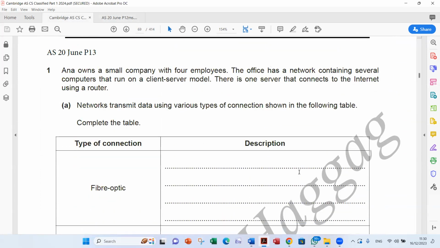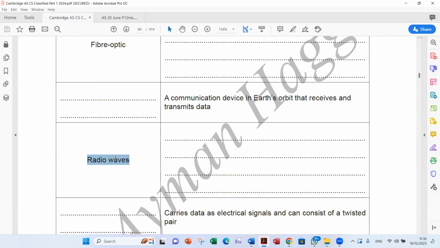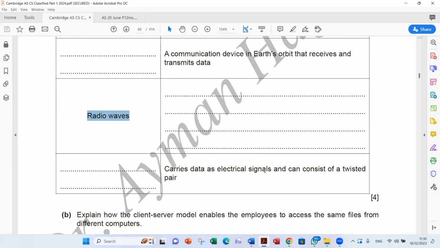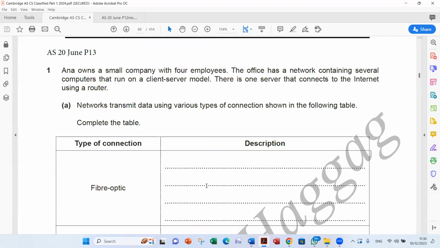Okay, let us look at that comparison. So you need to describe fiber optic. Here, a communication device in Earth orbit that receives and transmits. What is that device? Or what is that type of connection? You have your radio waves. So describe that connection. Carries data as electrical signal and can consist of twisted pair. What is that connection?